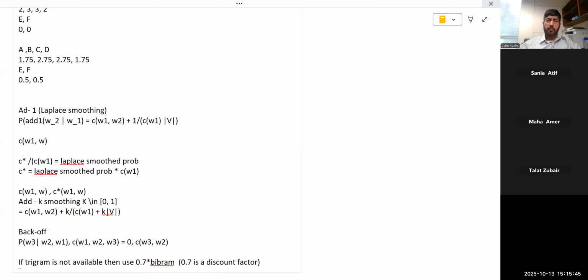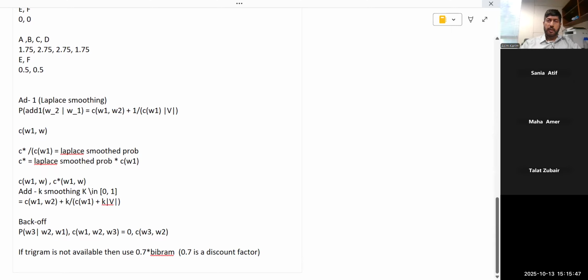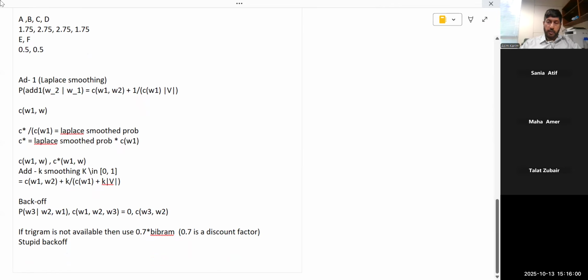Okay, so this particular approach where you are also applying a discount, sometimes this is called the stupid backoff. Okay, so you can use this approach as well. And the final approach is called interpolation, or linear interpolation.